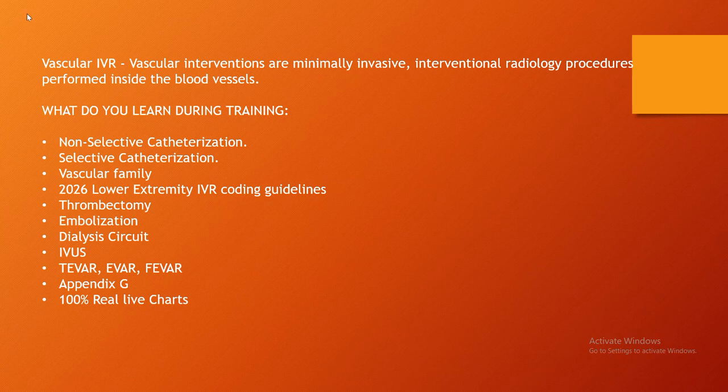Next you will learn TEVAR, EVAR and FEVAR. Basically these three are procedures for aneurysm repair. Next you will learn Appendix G. Appendix G is like a cheat sheet for IVR coding. If you are able to understand Appendix G, you can code any IVR chart easily. Most of the time Appendix G is useful for diagnostic IVR or catheterizations.